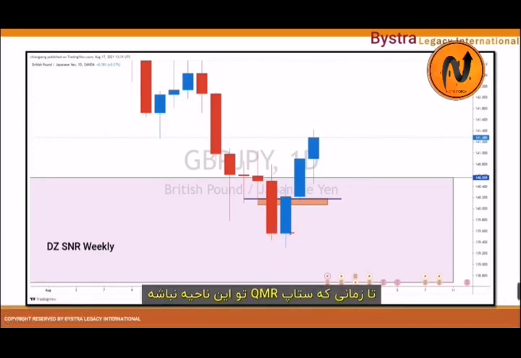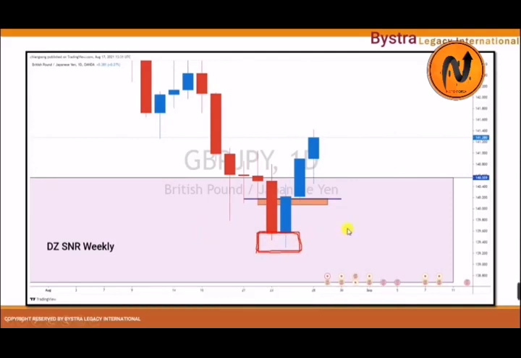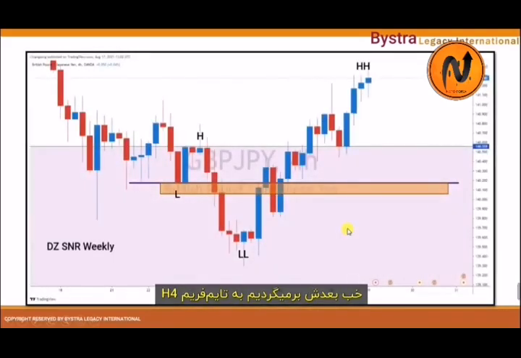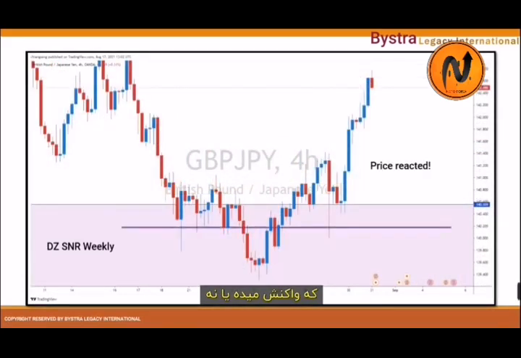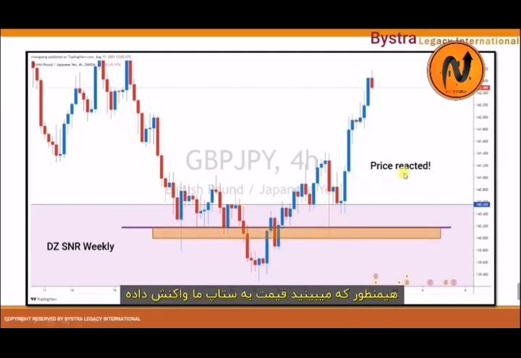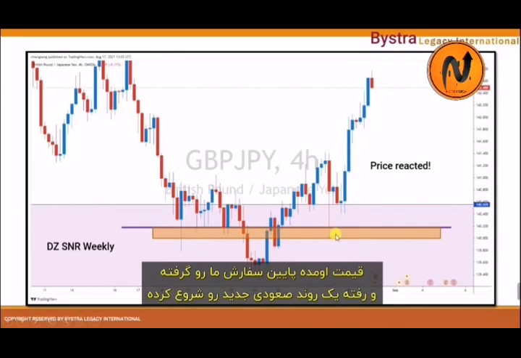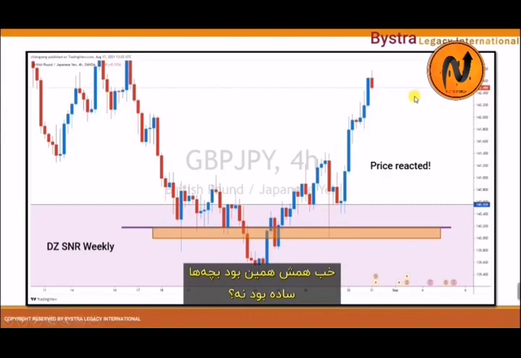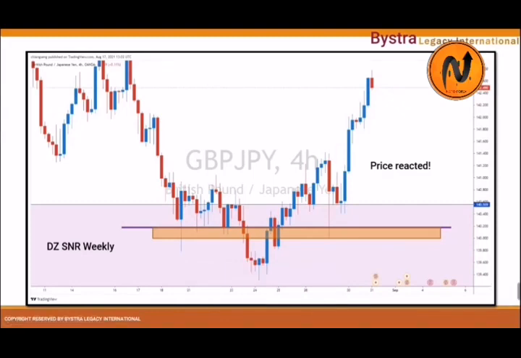As long as the QMR is not in this area, this is super high risk if the QMR is in this area. So next, we go back to the H4 time frame and we wait for the price whether react or not. As you can see, the price has react to our setup. Price comes down, take our order and go on a new uptrend. So that's all, guys. Simple, isn't it?